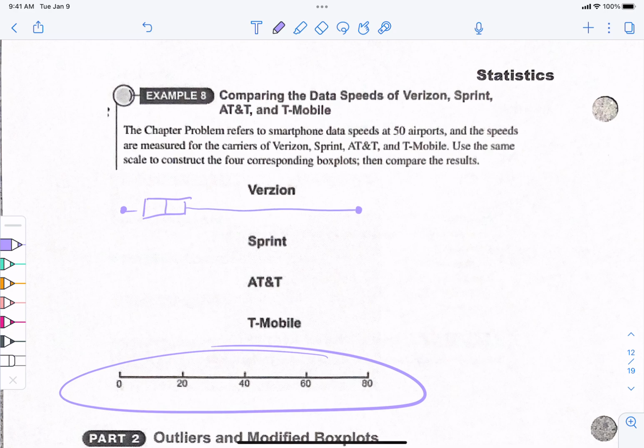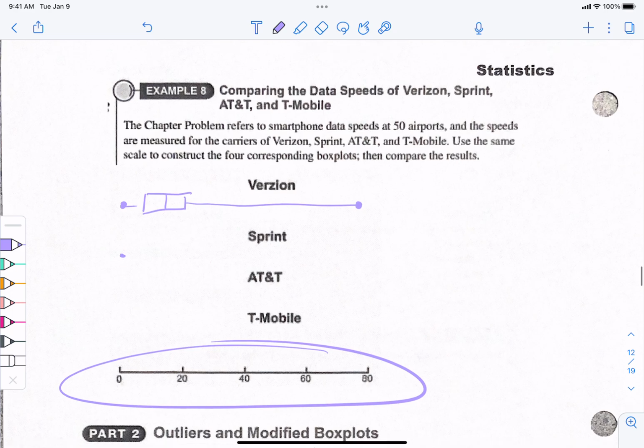Okay, I'm gonna graph for you the other ones. Do the best you can. Sprint starts basically at 0 as well, but he only goes up to about 35-ish, so about there. Okay, and his little box starts like on the edge here. Woo! Look at Sprint.